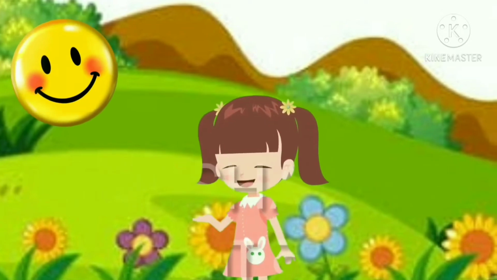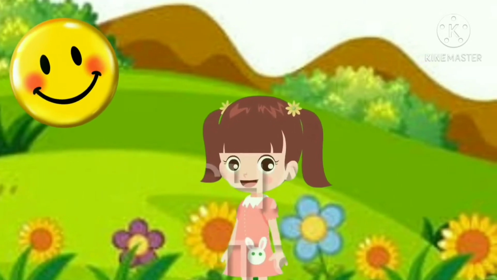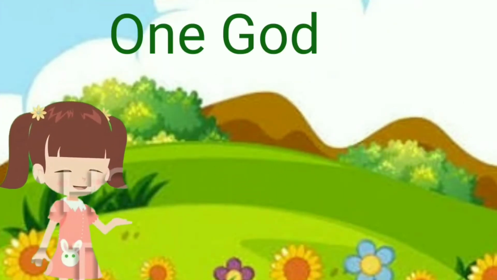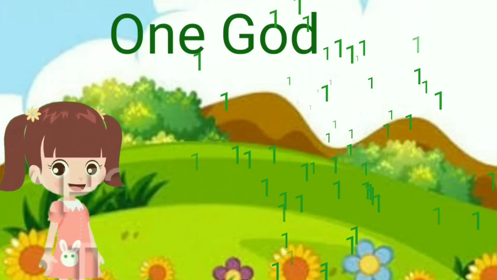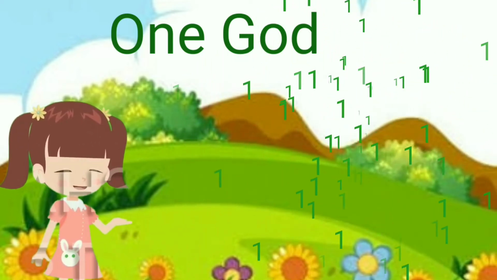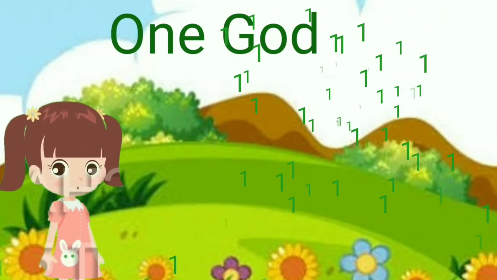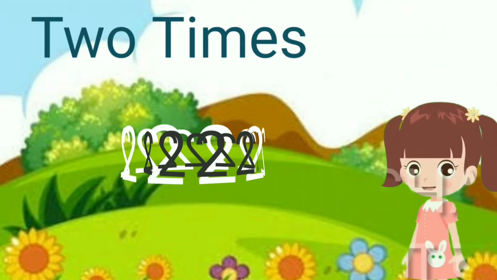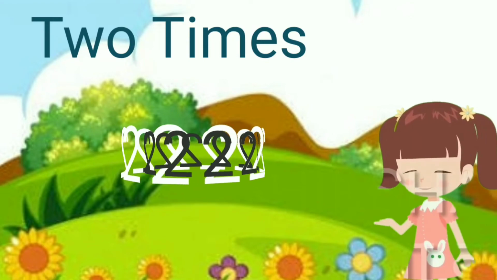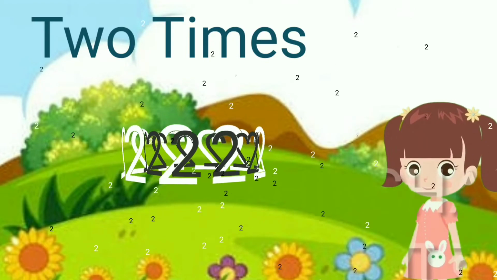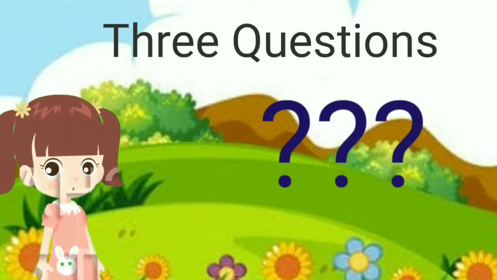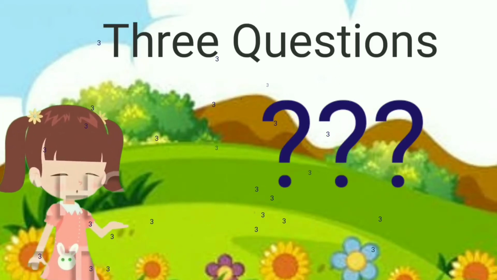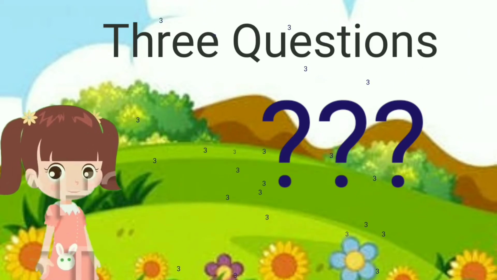Let us, friends, now count to gain some knowledge. 1. God, that means the creator of the world is only one. Allah is one. 2 times the circle of day and night. 3 questions. The questions that will be asked to us in the grave.